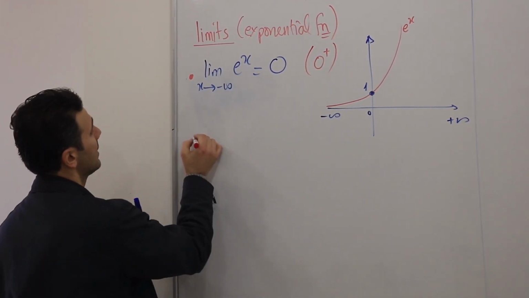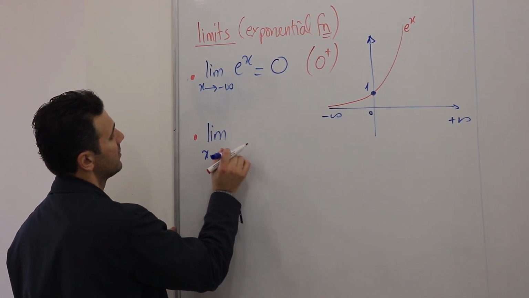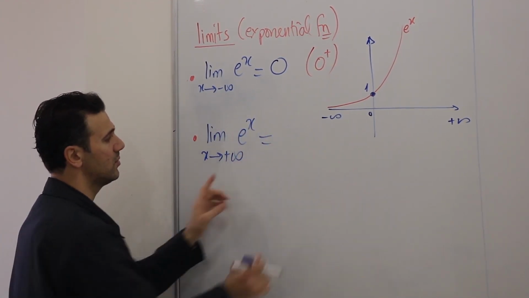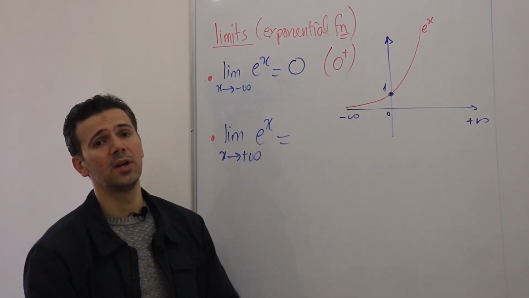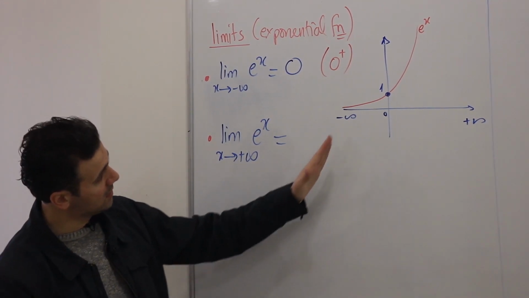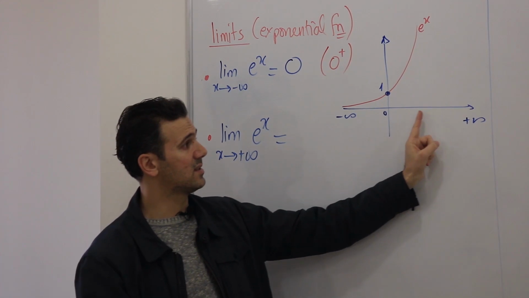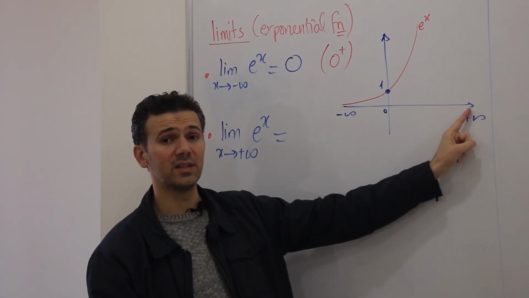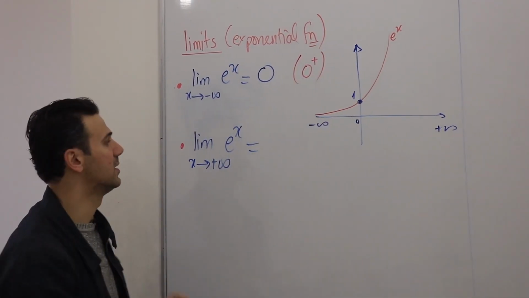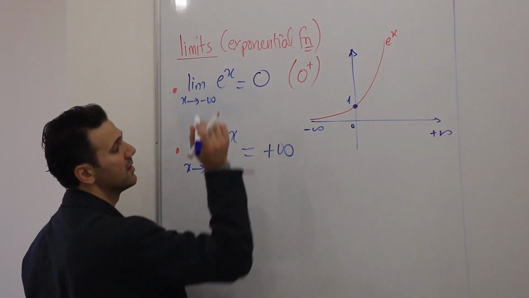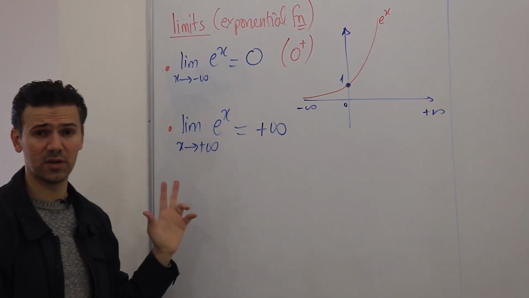Okay? The second limit is the limit as x tends to plus infinity of e^x. Try to guess the result of this limit from this curve. As you see, it's clear that as x increases till plus infinity, then e^x also increases very, very fast to plus infinity. So the result will also be plus infinity. These are, in fact, the two main limits of the exponential function.